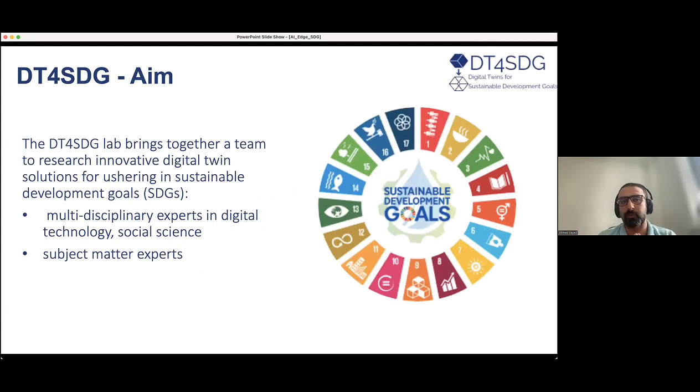The lab aims to bring together a team to research innovative digital twin solutions for ensuring sustainable development goals. The lab consists of multidisciplinary experts in digital technology, social science, and other domains. And we also have subject matter experts who are guiding or acting as a steering committee in the lab.